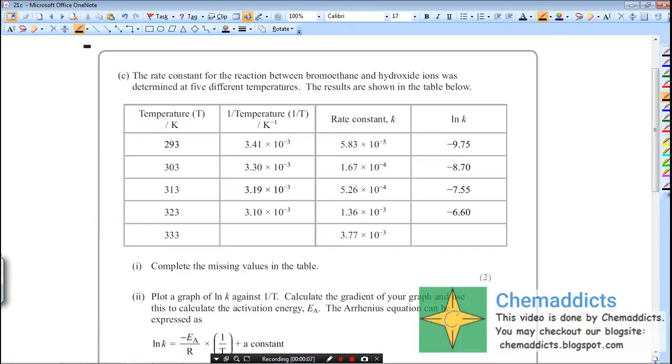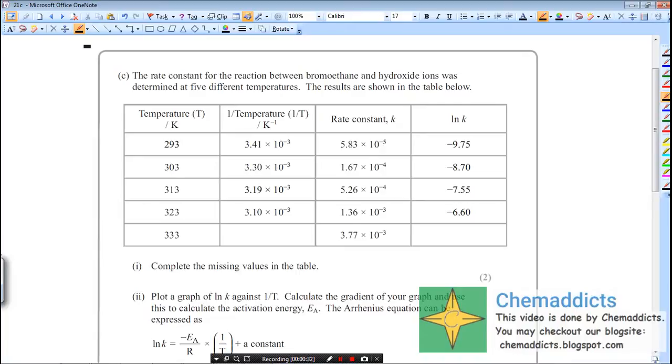Now what we are going to do is interpret this data given in a graph, and find some of the essential values from this analysis. So let's get started. Let's study the question.